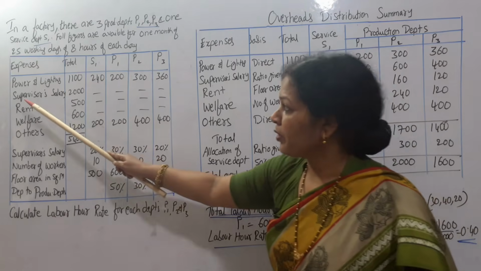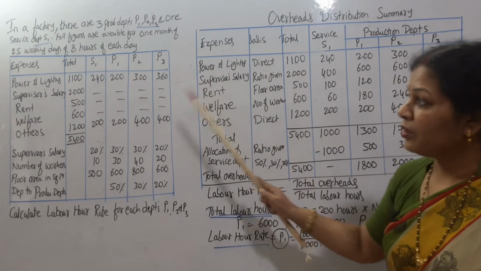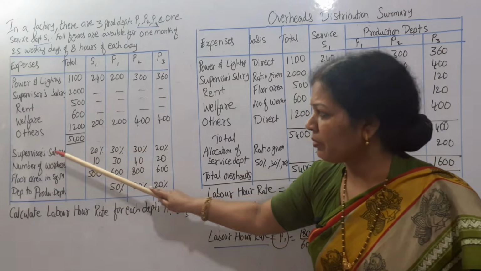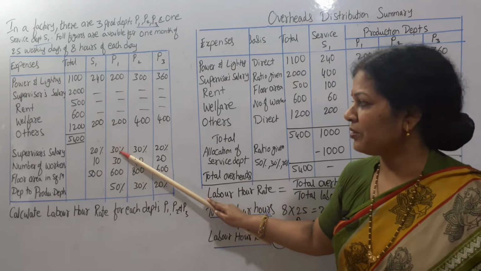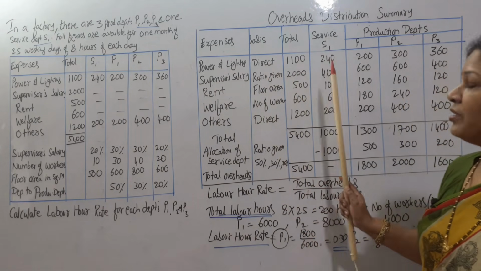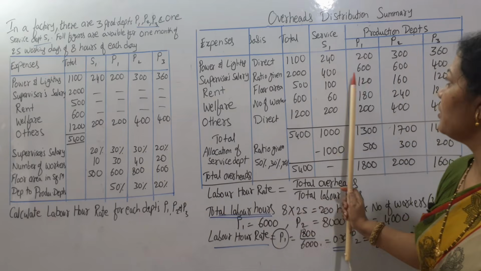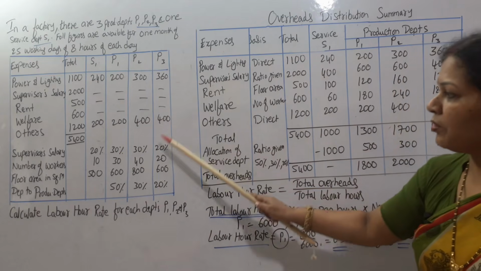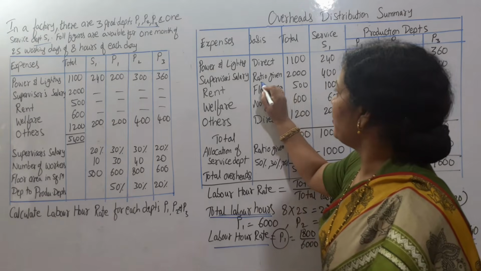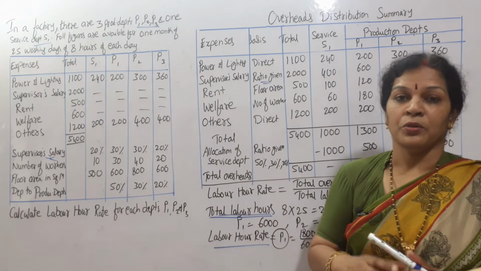Next one, supervisor salary. Supervisor salary is 2000, I have written 2000 here. Now for the apportionment, because it is already given, how do we apportion? 20%, 30%, 30%, 20%. So 2000 into 20% is 400. In the same way 2000 into 30% is 600, 2000 into 30% is 600, 2000 into 20% is 400. So the ratio is already given, and as per this ratio we have apportioned the total supervisor's salary.